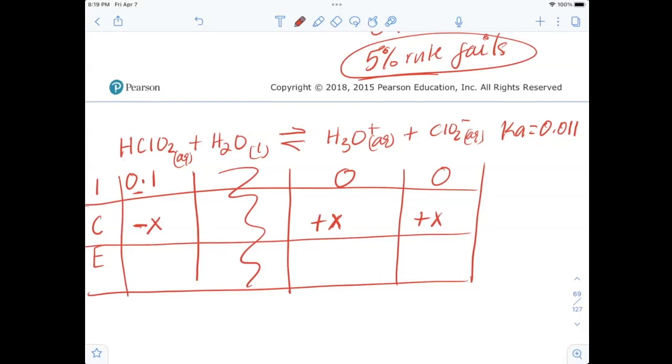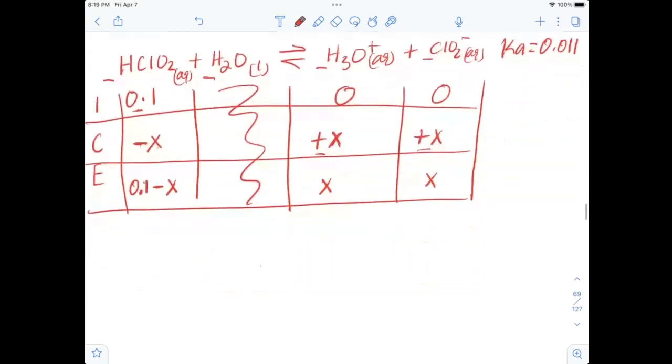Product amount increases with time. Stoichiometry is 1, 1, 1. So it's going to be minus x, plus x, plus x, because products are being made and reactants are being used, correct? Then go ahead and add these two: 0.1 minus x at equilibrium, x, x.